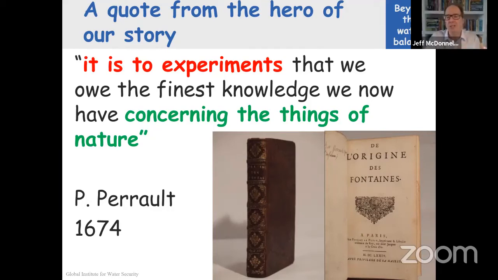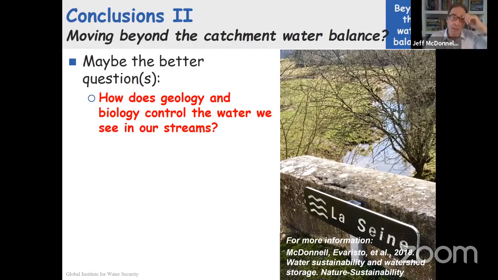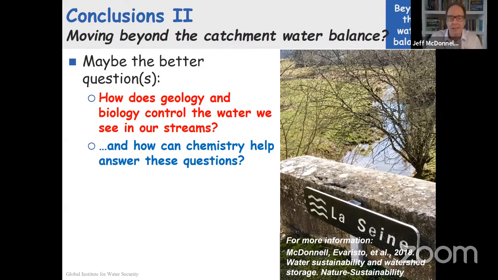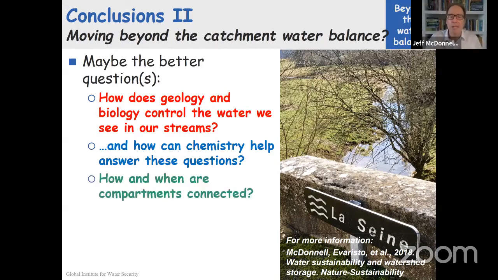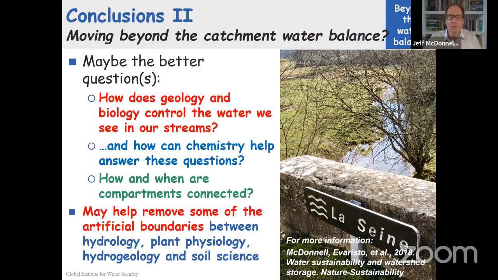And then a last conclusion slide, just to say that maybe the future is going after perhaps more general questions. How does geology and biology control what we see in the stream? How can chemistry help answer these questions? I just gave one tiny example with isotopes, but of course, a full suite of chemistry can give much, much more information still. How and when are these compartments connected? And then maybe this might help to remove some of the artificial boundaries between the subdisciplines that many of us are working in: hydrology, soil science, and so on.